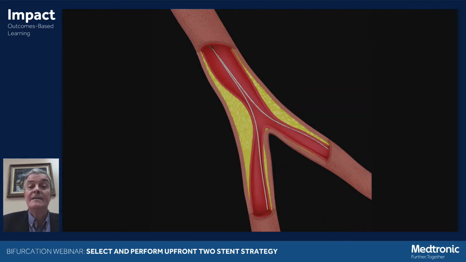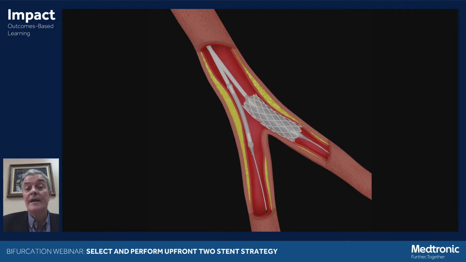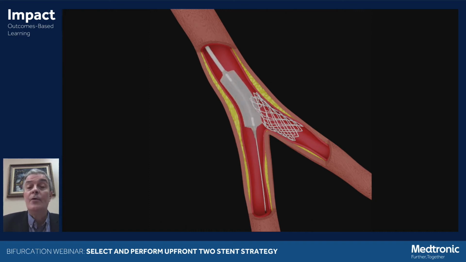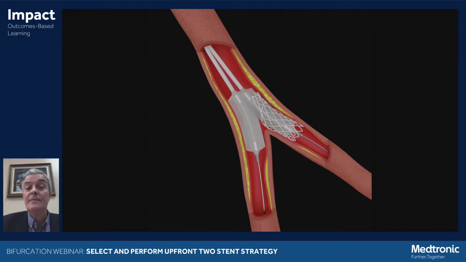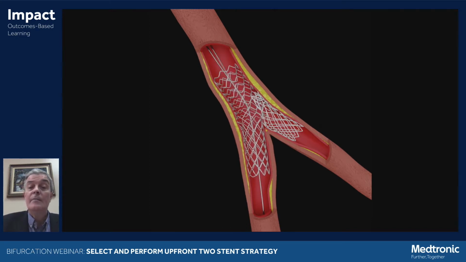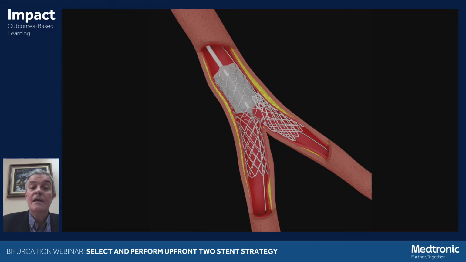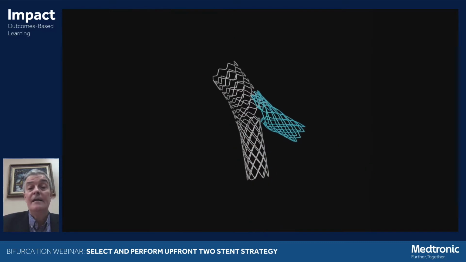Here is a schematic presentation of double kissing crush. You can see the steps. After pre-dilatation of both branches, we position the stent into the side branch, optimally deployed, and then we do proximal optimization. Following proximal optimization, we do the first kissing balloon inflation, and after that, stenting of the main branch, proximal optimization again, second kissing balloon inflation after sequential balloon inflation, and we finalize the procedure with a final POT.